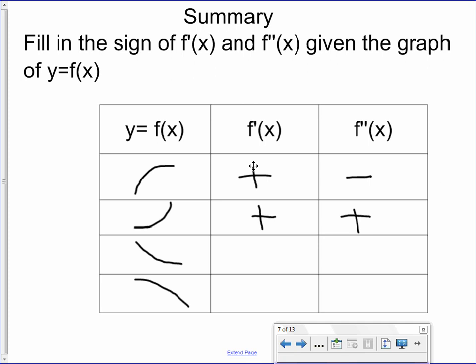Third case, first derivative, negative. Those slopes would be negative. It's decreasing, so the first derivative is negative. What about the second derivative? Positive, because those slopes, even though they're negative, they're increasing. So the second derivative is positive.